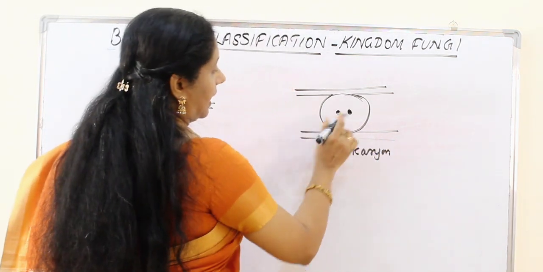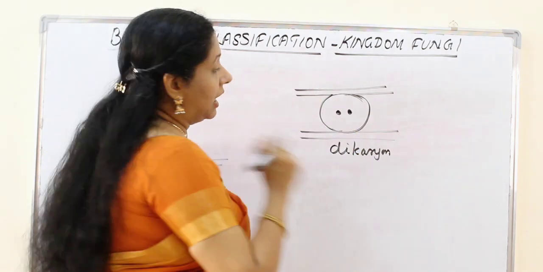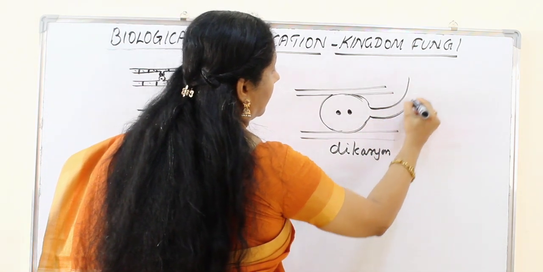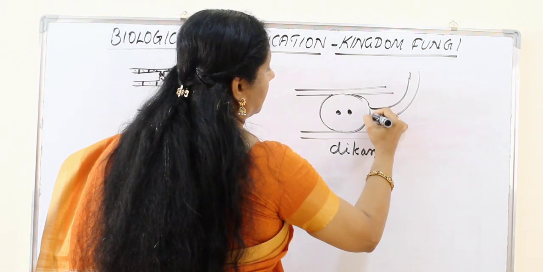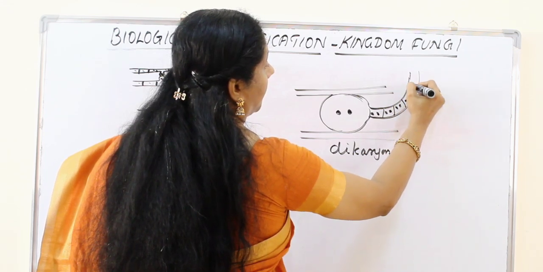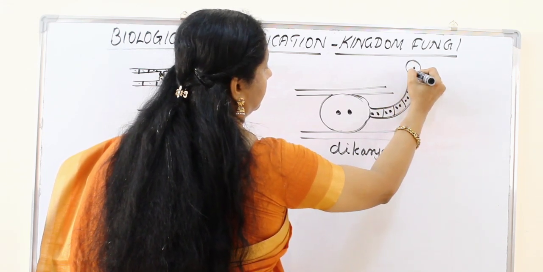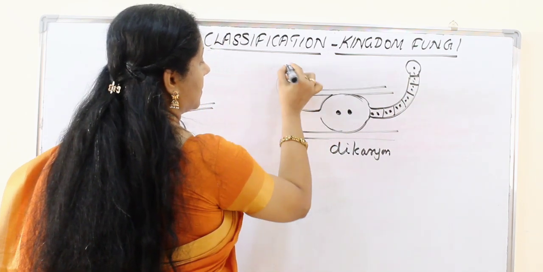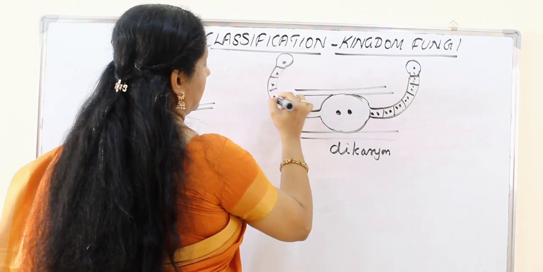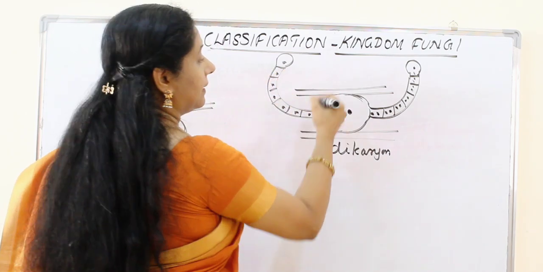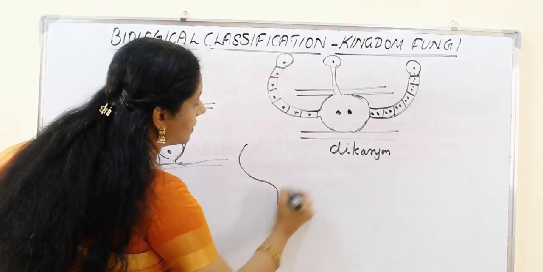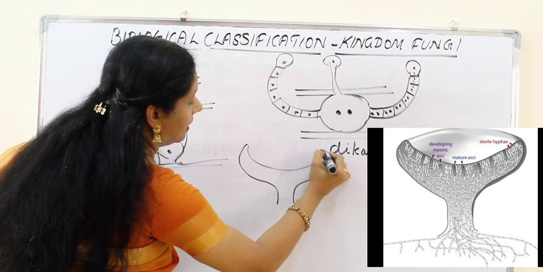Now this will not fuse immediately. From this, mitosis will happen, producing hyphae on both sides, but each hypha having two nuclei. The same way from here also, many will come from here as well. So ultimately it will look like a cup-shaped structure.